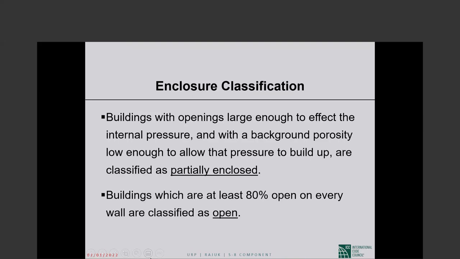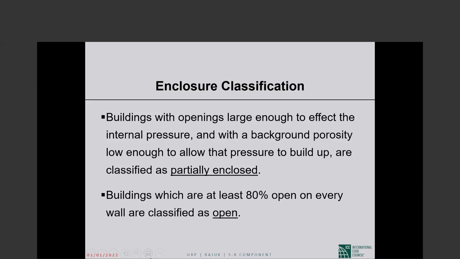When I say understand, not just by your head, but you have to instinctively understand when somebody tells you an open building or a partially closed enclosed building. Okay, so anyway, there is a 3-tier enclosure classification. A building can be open, partially enclosed, or enclosed. Okay, open, partially enclosed, or enclosed.